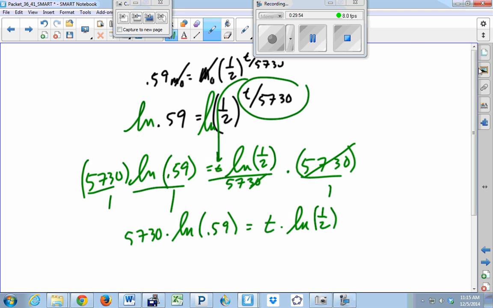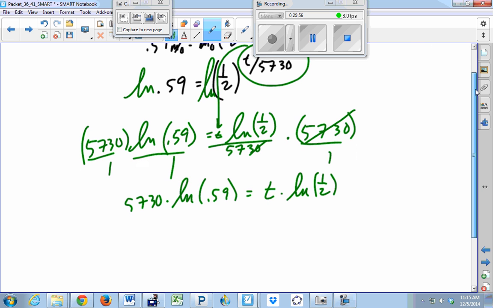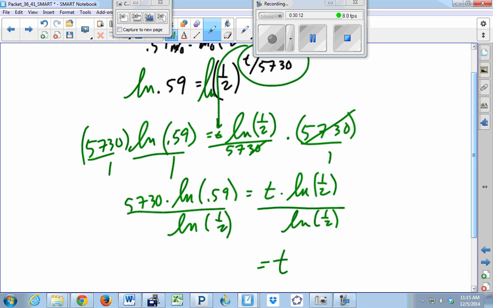So don't lose track of what you're trying to solve for. You're trying to figure out how long this thing has been buried, t. So t is being multiplied by a number. It happens to be called the natural log of 1/2, but you're not going to let that scare you now. You just divide both sides by the natural log of 1/2. And so t is equal to 5730 times the natural log of 0.59 over the natural log of 1/2.